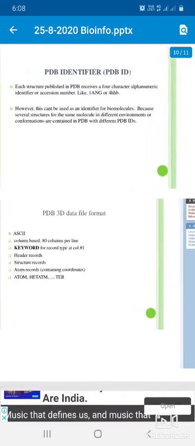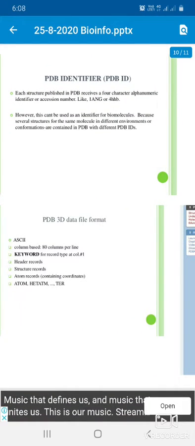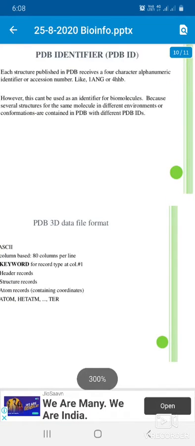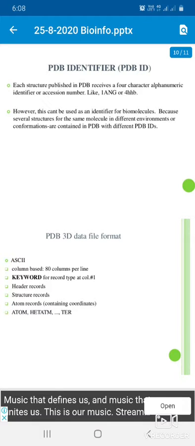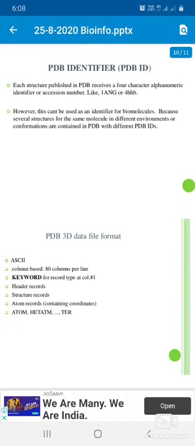Now we're going to the PDB identifier, the PDB ID. Each structure published in PDB receives a 4-character alphanumeric identifier. However, this cannot be used as an identifier for biomolecules, because several structures for the same molecule in different environments or conformations are contained in PDB with different PDB IDs.